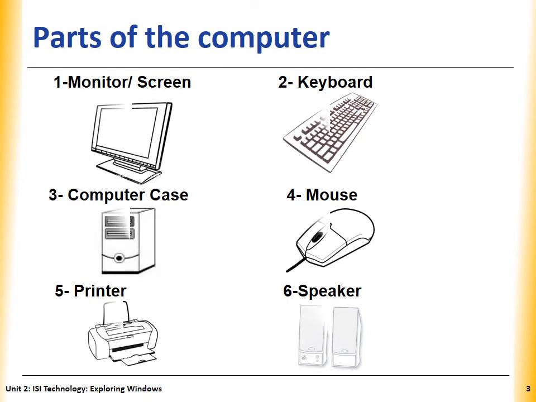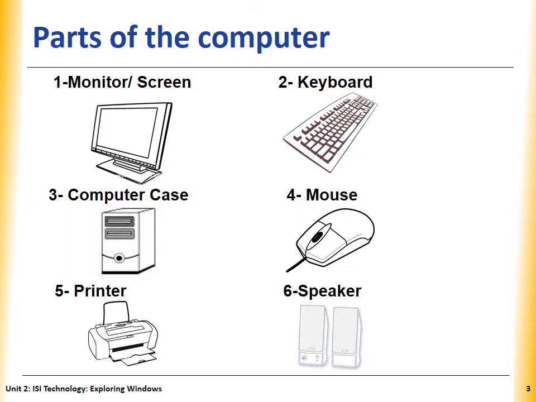The parts of a computer. Let's talk about the parts of a computer. What does a computer have? Number one is called monitor or screen. What is a screen or a monitor? It's a device that shows information or images on the screen, right? Let's go and talk about number two. Number two is a keyboard. What is a keyboard? You can input text into the computer, right? If I want to type anything, I have to use a keyboard.